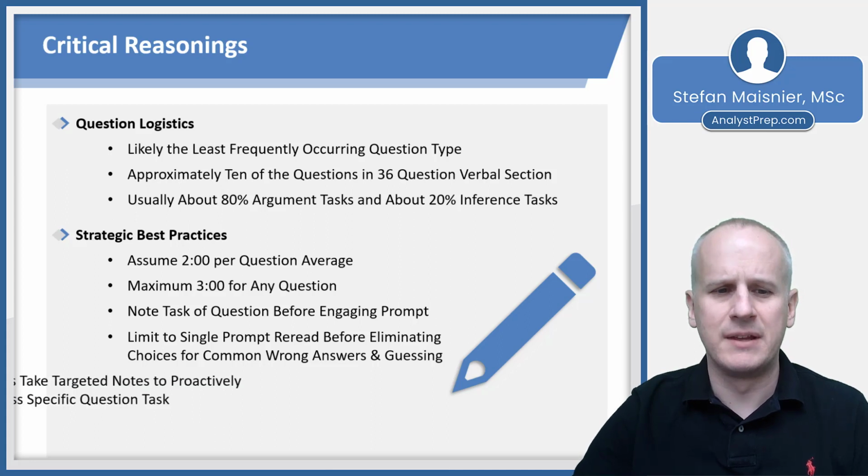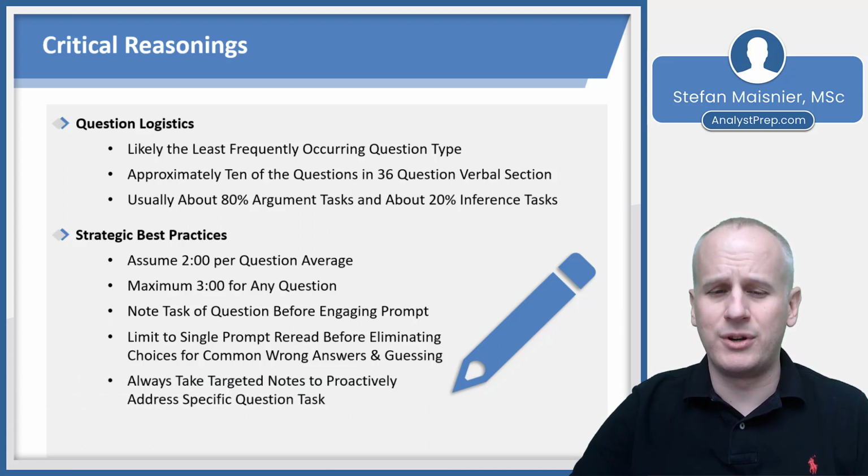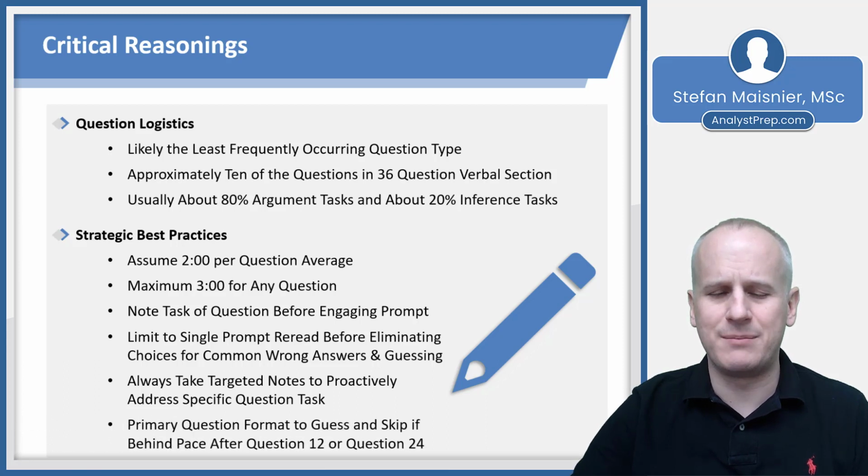This is a question where you will need to take targeted notes to proactively address the question task, in this case, trying to explain a somewhat surprising outcome. And this is, of course, the primary question format to guess and skip if you're behind pace after question 12 or question 24 in the GMAT verbal section.